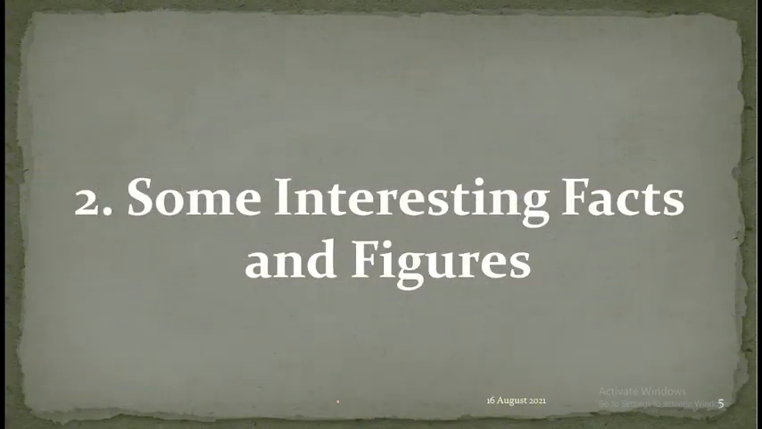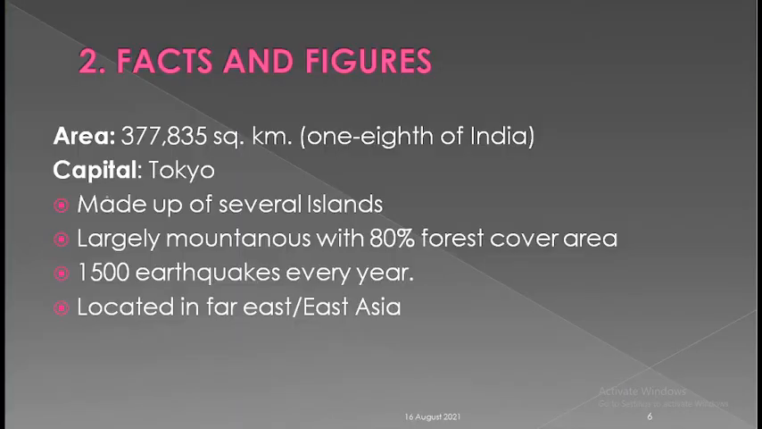Now let's come to the second point: some interesting facts and figures. Japan has an area of 377,835 square kilometers, which is just one-eighth of India, meaning it is much smaller than India. Its capital is Tokyo. Japan is made up of several islands and isles, as in the case of the UK again. Though it is a small country, it is mountainous with 80% forest cover.